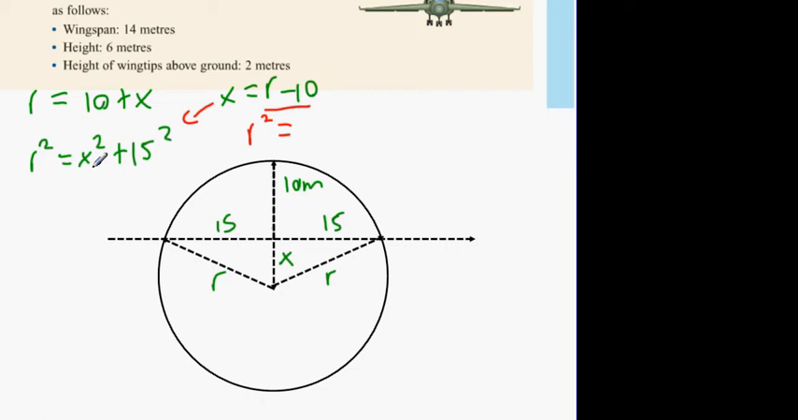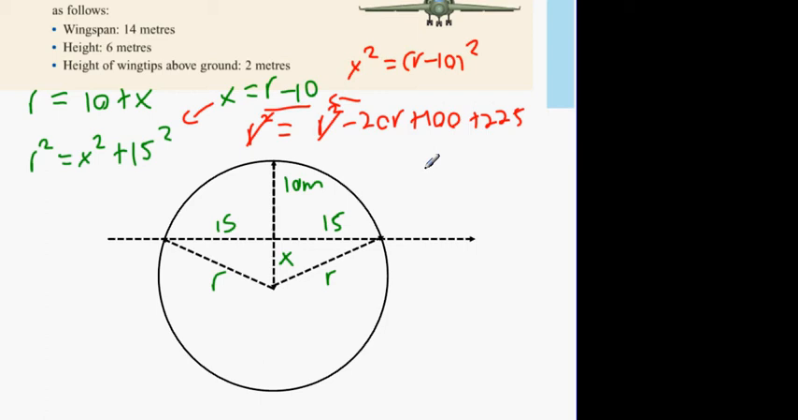We're going to square the r minus 10 because x squared equals r minus 10 squared, which is going to be r squared minus 20r plus 100, and that's going to be plus 15 squared, which is your 225. The r squareds cancel. We're going to move 20r over the other side. We're going to get 20r equals 325. So r equals 325 divided by 20, which is 16.25 meters. That is the answer.